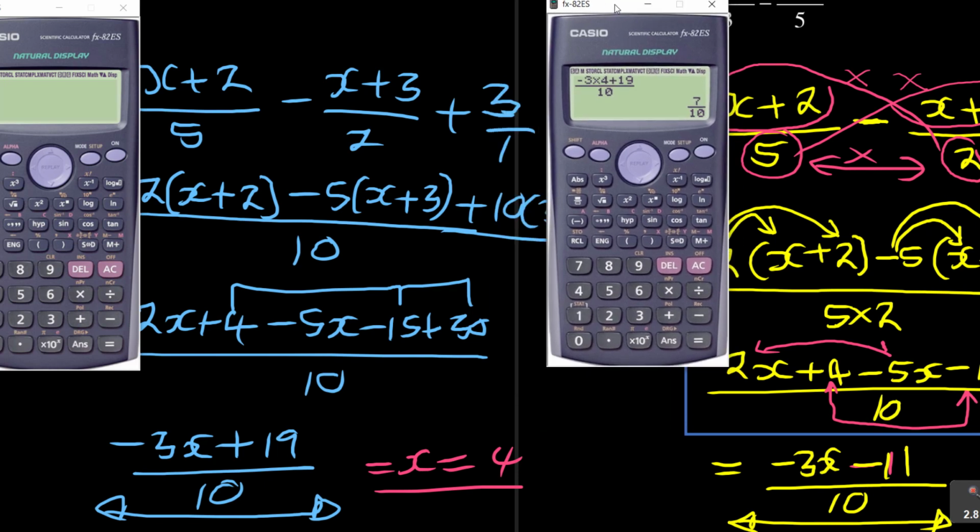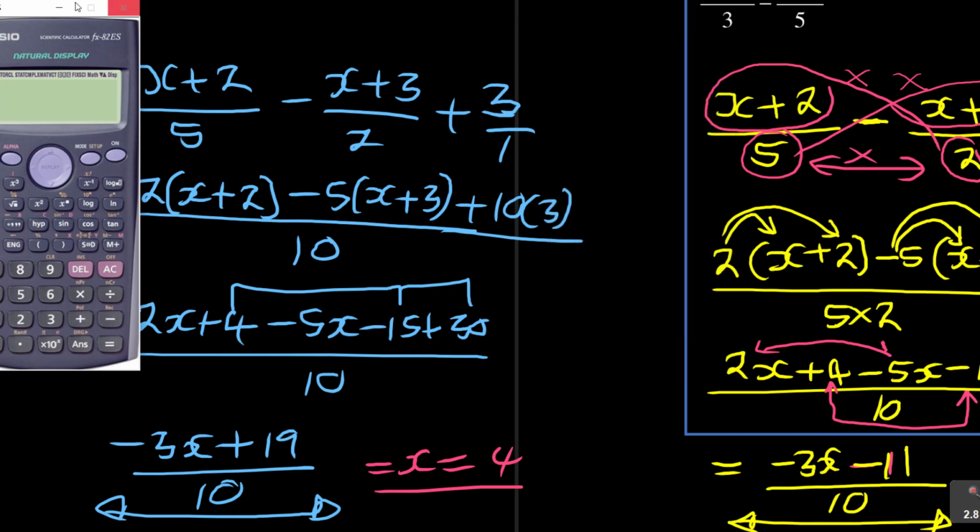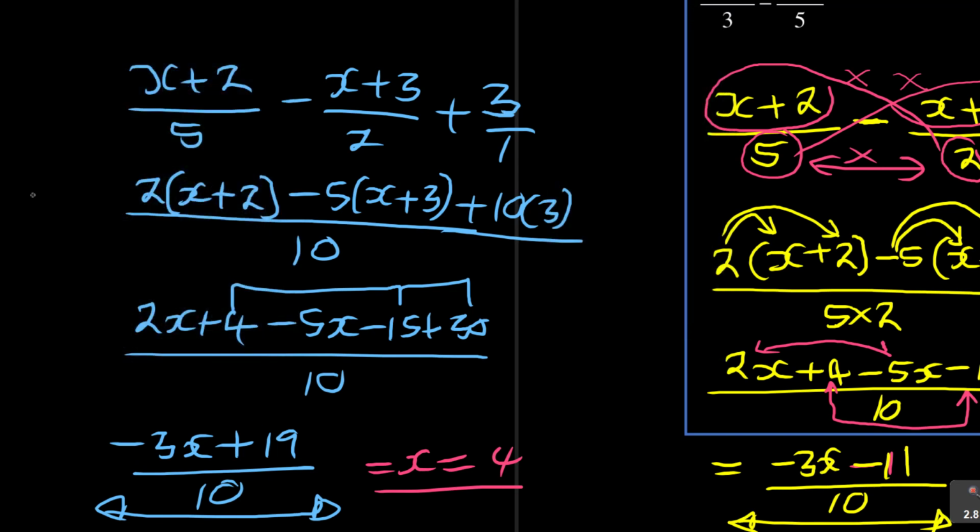Then I take the original one, because I got 7 over 10 in the bottom. Let me go to the original one. We said x plus 2, which is 4. I said my x is 4 plus 2 over 5, right? And then minus, and then I say 4 plus 3, x plus 3 over 2, and then I say plus 3. It must give me 7 over 10. Yeah. So when my answers are matching like this, then I know, look, I'm in the right. Yes. So that is the kind of thing.